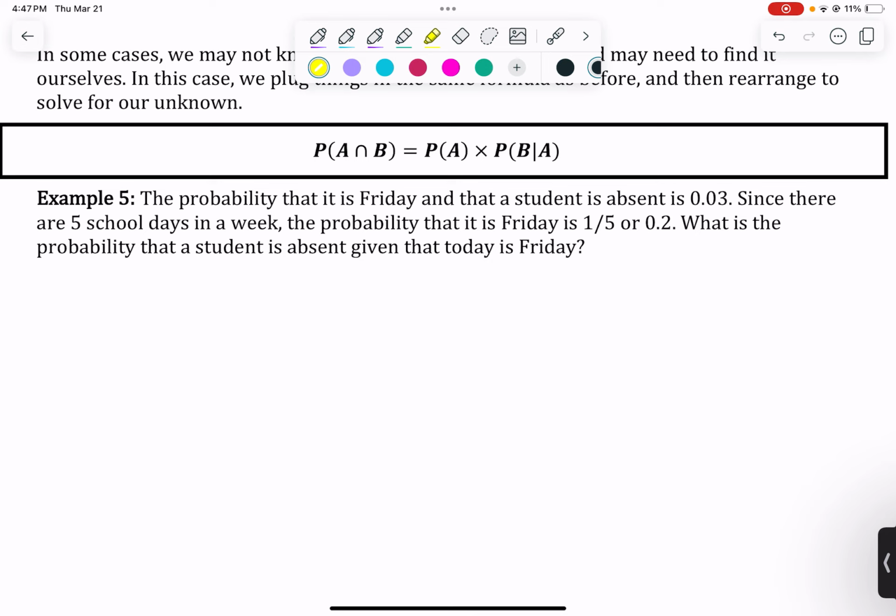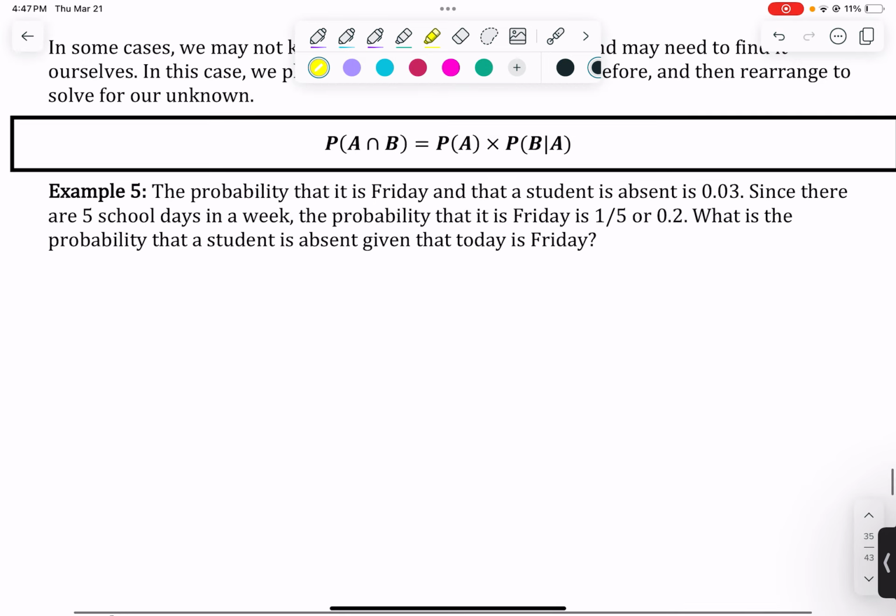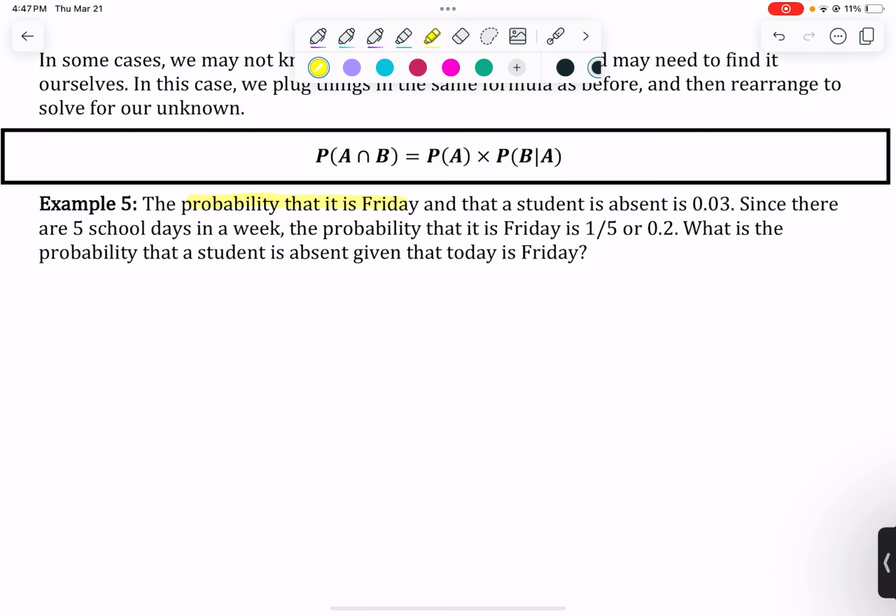So there are 2 probabilities we know. Those are the probability that it is Friday and a student is absent. The 0.03 is talking about the intersection between the sets because of the word "and". I also know that the probability that it is Friday is 0.2. That only talks about it being Friday, and does nothing to talk about absence, so that's going to be my individual probability.